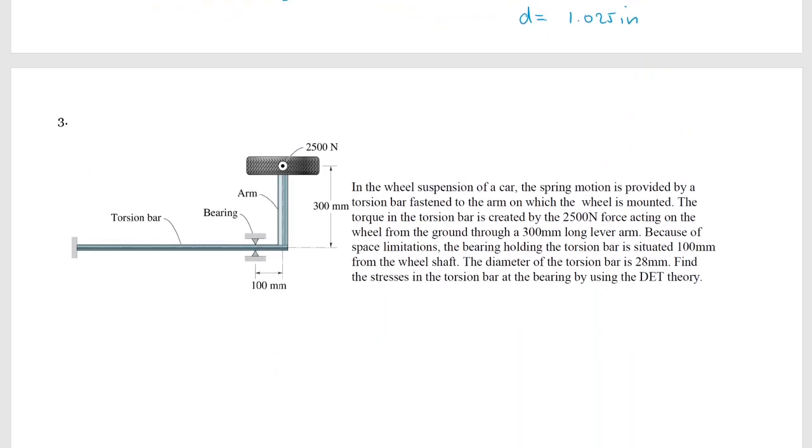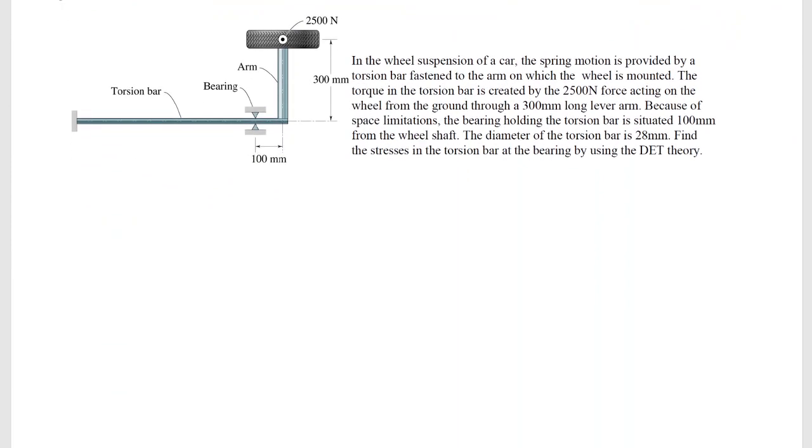Okay, so that was problem number 2. Problem 3. In a wheel suspension of a car, the spring motion is provided by a torsion bar fastened to the arm on which the wheel is mounted. The torque in the torsion bar is created by 2500 newtons. So this is a vector coming out of the page, and then there are dimensions for everything. And the diameter of the torsion bar, so this one, is 28 millimeters. Find the stresses in the torsion bar at the bearing by using DET theory, so distortion energy.